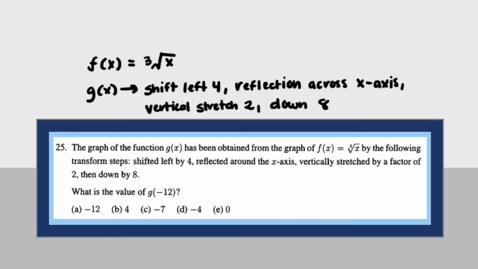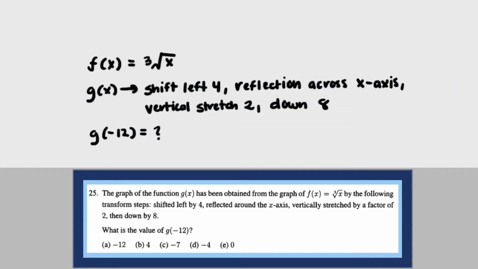Alright guys, so I wrote down the information for number 25. Our original graph was the cube root of x, and g of x is a transformation of the graph that shifted left by 4, reflected across the x-axis, had a vertical stretch of 2, and shifted down by 8. And basically we have to find an equation for this based off this information.